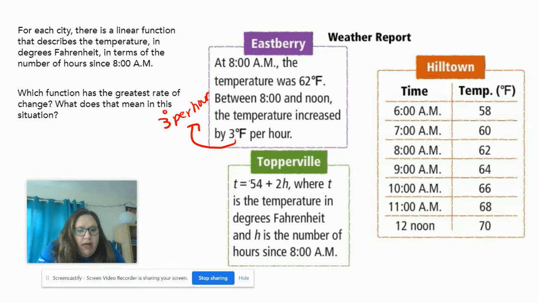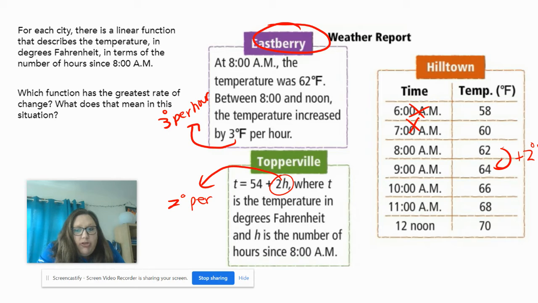In Topperville, T equals 54 plus 2H, where T is in degrees Fahrenheit and H is the number of hours since 8 a.m. So that means it was 54 degrees to start, and then it was adding 2 per hour. So far, Eastbury has the greater rate of change. We're not going to look at 6 and 7 a.m. because we're only looking past 8 a.m. From 8 a.m. to 9 a.m., it went from 62 to 64, so that's also 2 degrees per hour. So which has the greatest rate of change? That would be Eastbury, because it's changing 3 degrees per hour. The other two are only changing 2 degrees per hour.